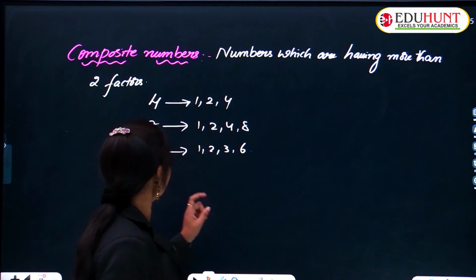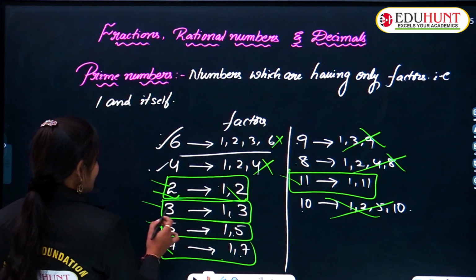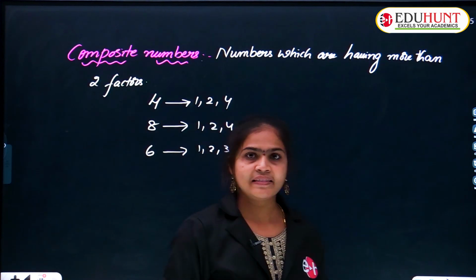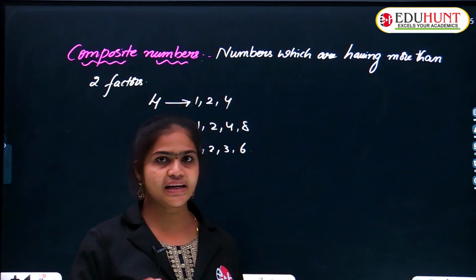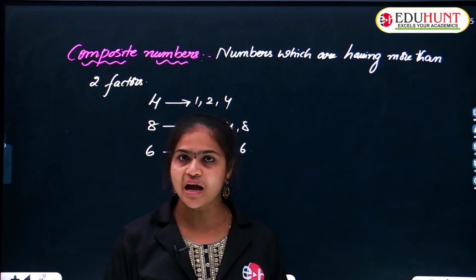Okay, see that here 2 has two factors. 2 has two factors, that's why we call it a prime number. 3 has two factors, we call that a prime number. 4 has three factors, that's why we call it a composite number.